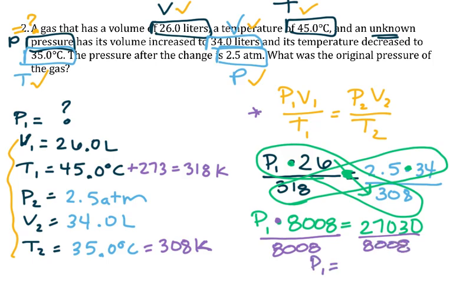And P1 is going to equal, these cancel, and I got 3.375. I'm going to go 3.38. And again, what is my unit on pressure? My unit on pressure is ATM. So 3.38 ATM is our final answer.